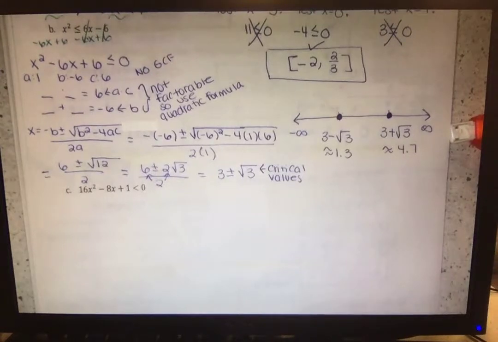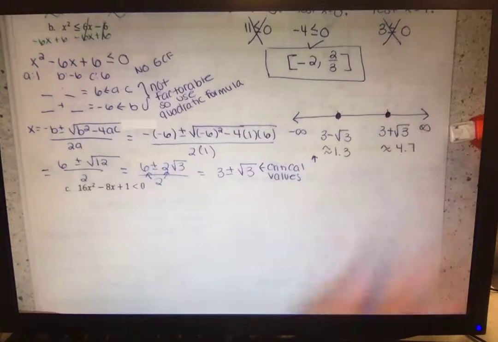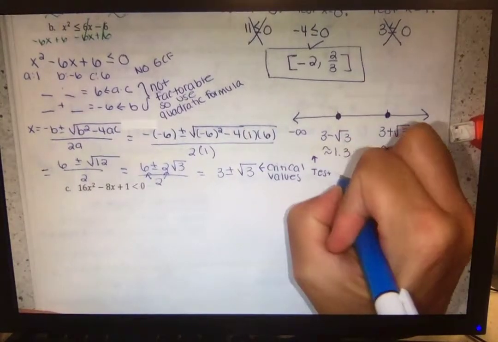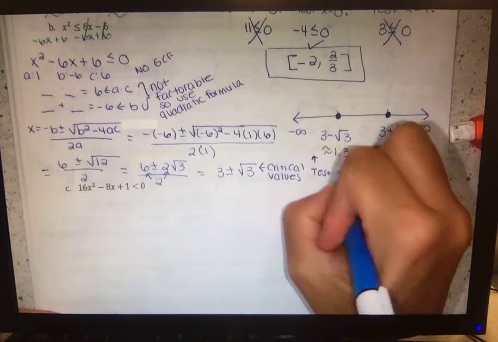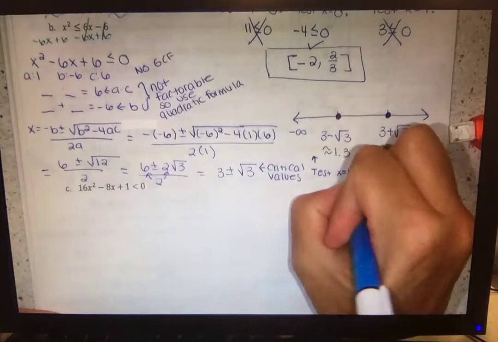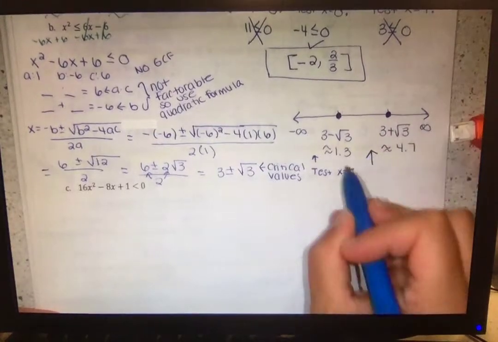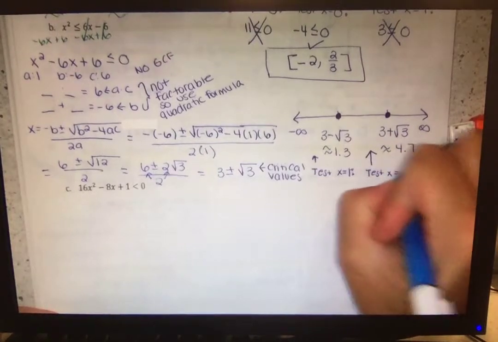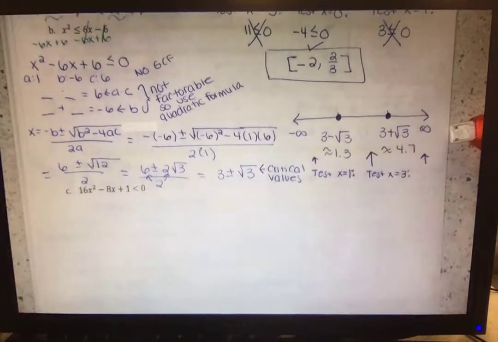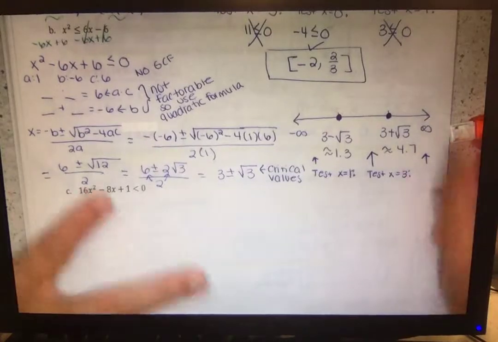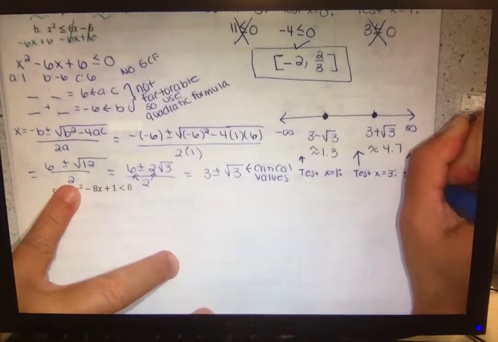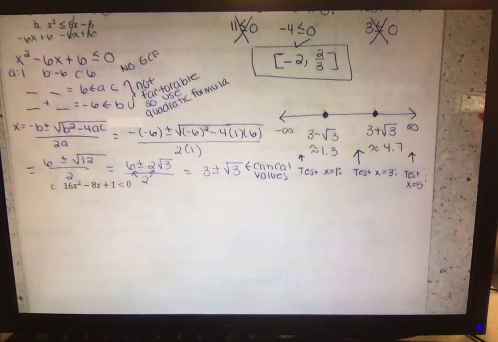So last but not least, testing each section. Some number between negative infinity and 1.3. Negative 2? Sure. Or 1. It doesn't matter. The calculator is going to do it for us. Between 1.3 and 4.7, 3. And then last but not least, from 4.7 to infinity, 5. So we just picked numbers to test each of those 3 sections.